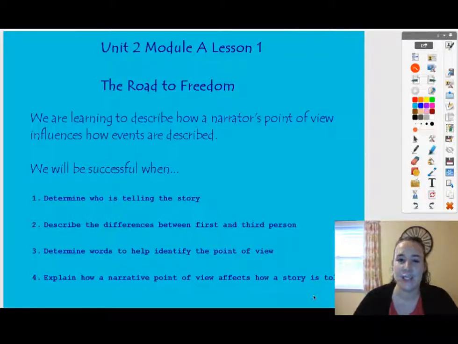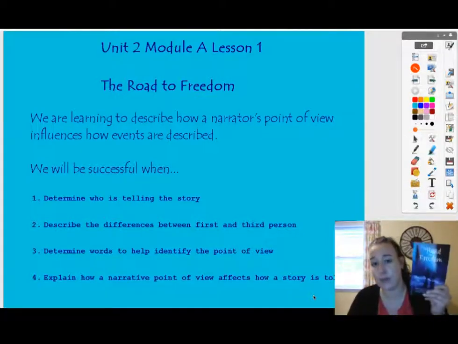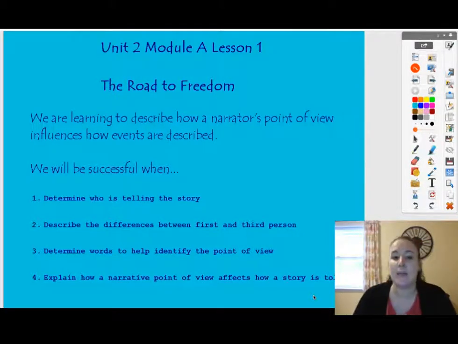I'm going to be teaching you Unit 2, Module A, Lesson 1, where we read The Road to Freedom. Today, we're going to be learning how to describe how a narrator's point of view influences how events are described. So, we're going to be looking for who the narrator is in our story. That's how we're successful. Who's telling the story?